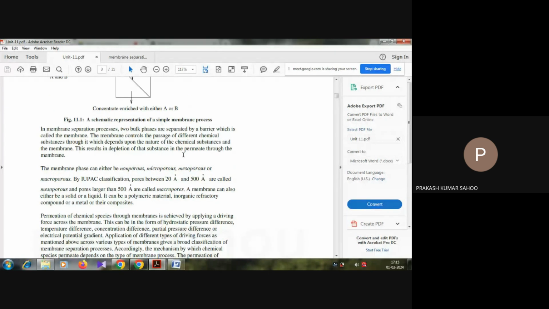There are two bulk phases separated by a barrier which is called a membrane. So a membrane is nothing but a barrier. The membrane controls the passage of different chemical substances through it, which depends upon the nature of the chemical substance and the membrane. So the separation is based on two important factors: what type of chemical substance is to be separated and what type of membrane we use accordingly.